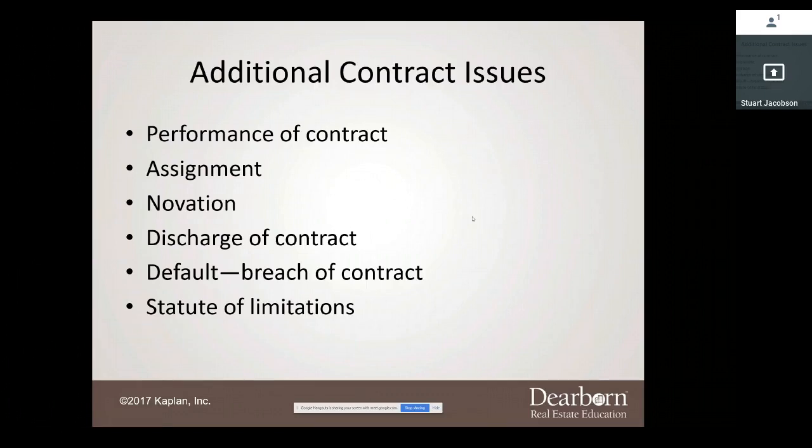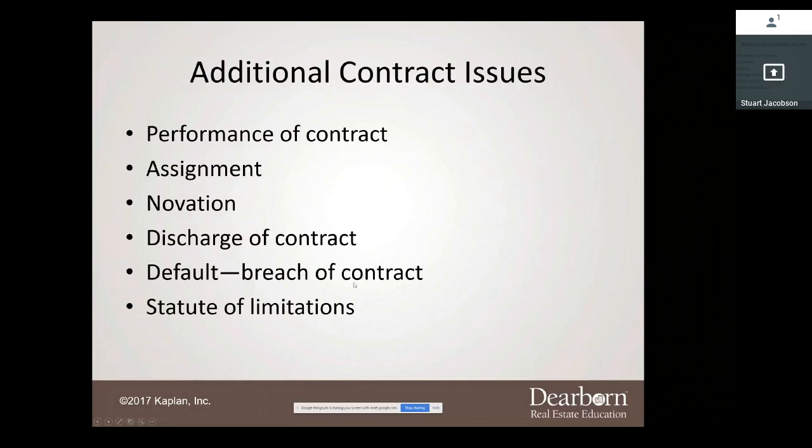How do we get to the point where it's executed, it's done, everything's fine, and also how do we possibly change parties in that? The two big ones we want to talk about here are assignment and novation, because I think those are two important ones. Performance of a contract basically means it is now executed, done, no problems. Discharge of a contract is usually a court of law, things like that.